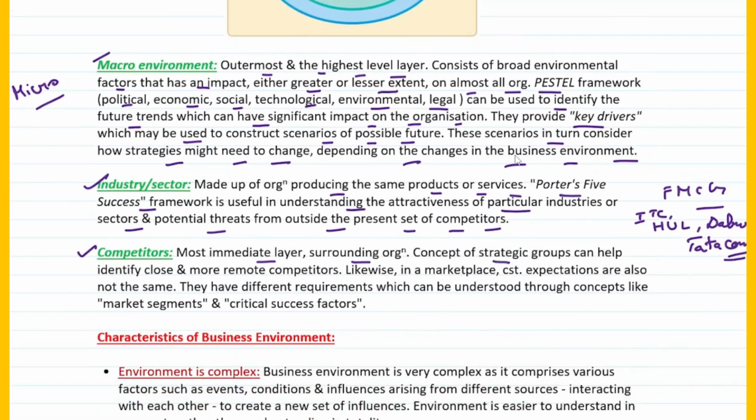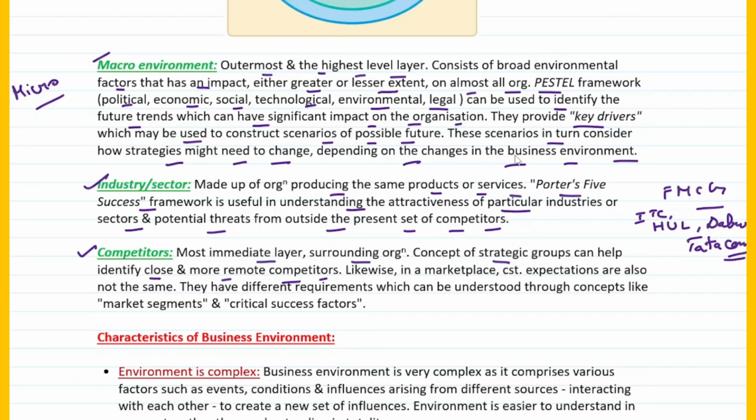Now this is the most immediate layer surrounding an organization. The concept of strategic groups can help identify close and more remote competitors. There is something called strategic groups. Again, we'll be discussing that in the upcoming videos. That can help you identify who are the closest competitors and who are very remote.